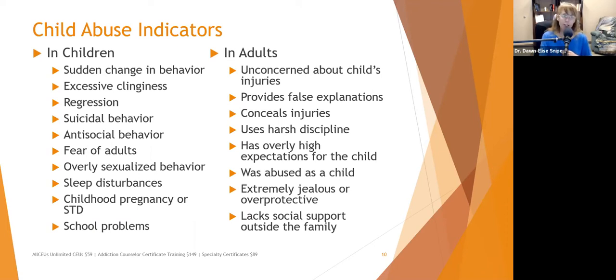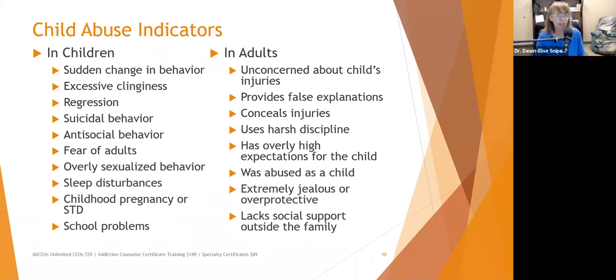Just because there's a childhood pregnancy does not necessarily mean there was sexual abuse in the home, but it is an indicator. In adults, when you're doing this assessment, if the caregiver is unconcerned about the child's injuries or provides false explanations for what happened, the kid fell down on his bike or whatever, walked into the corner of a wall, the standard explanations for any kind of bumps and bruises, be wary.